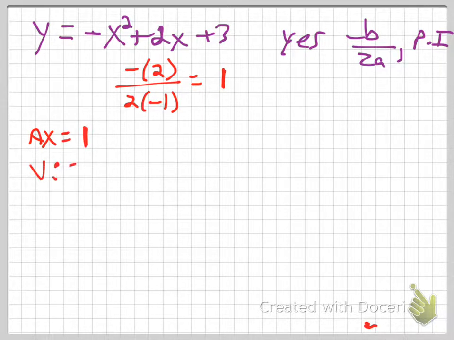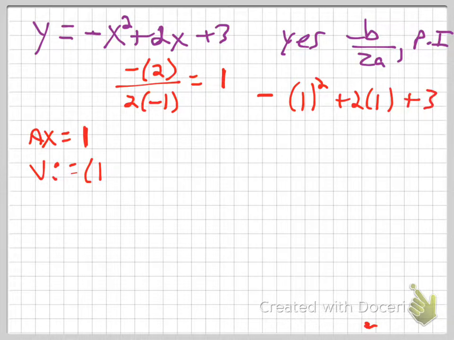The vertex is your axis of symmetry plugged in. So we got negative 1 squared plus 2 times 1 plus 3. 1 squared is 1, it's negative. 2 times 1 is 2. Negative 1 plus 2 plus 3 is 4. So my vertex is 1, 4.